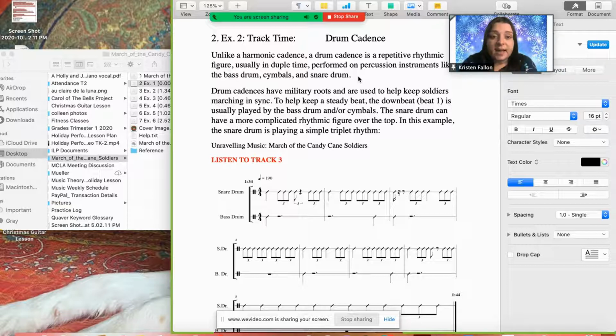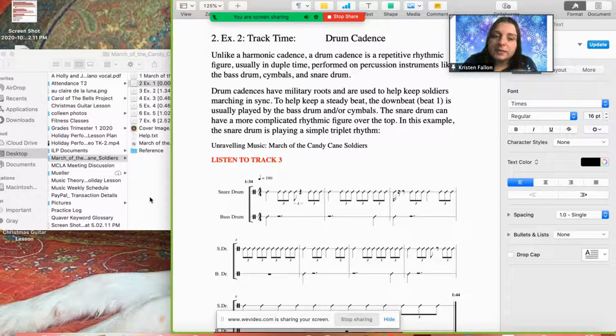Drum cadences have military roots and are used to keep soldiers marching in sync. To help keep a steady beat, the downbeat, which is beat 1, is usually played by the bass drum and or the cymbals. The snare drum can have a more complicated rhythmic figure over the top. In this example, the snare drum is playing a simple triplet rhythm.